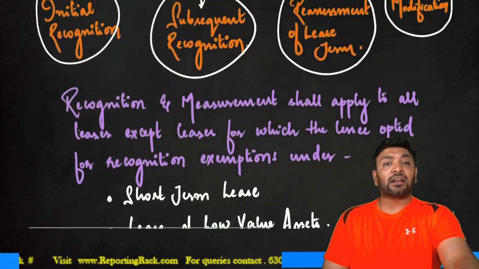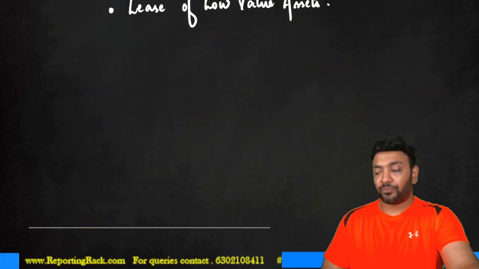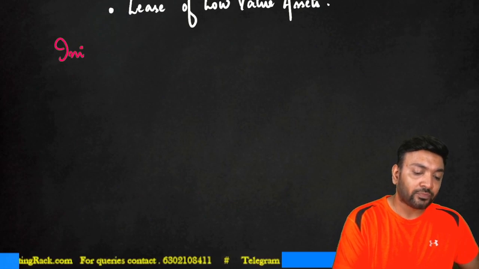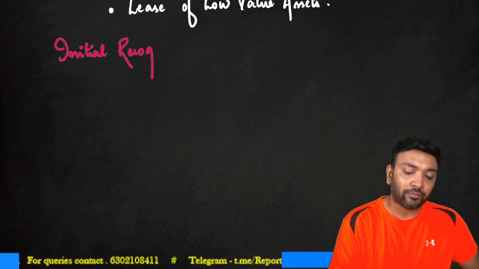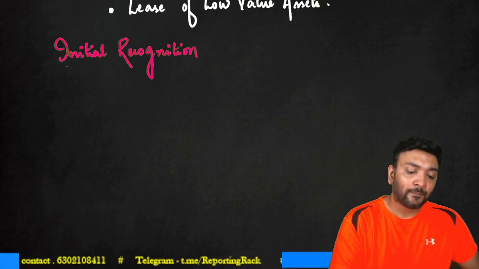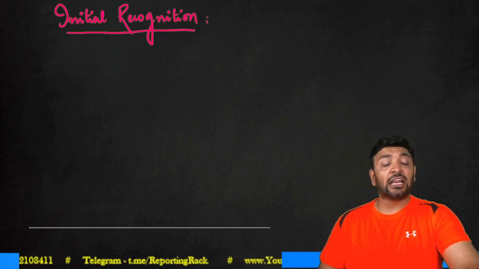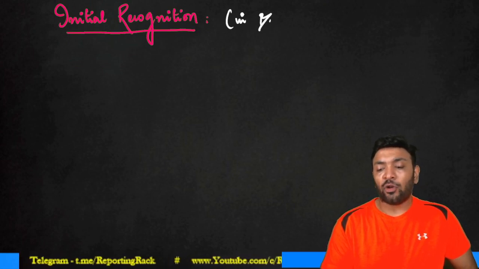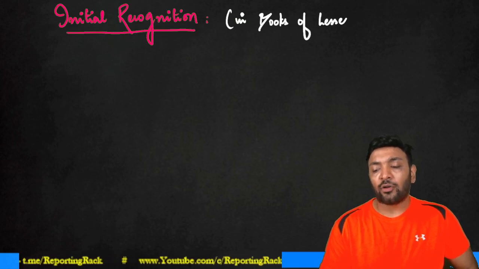The first concept under recognition and measurement is initial recognition in the books of lessee. So let's start with the heading of initial recognition. When I talk about initial recognition in the books of lessee, I am not bringing in the books of lessor yet. I'll talk about lessor at a later point of time. I am talking about lessee as of now.